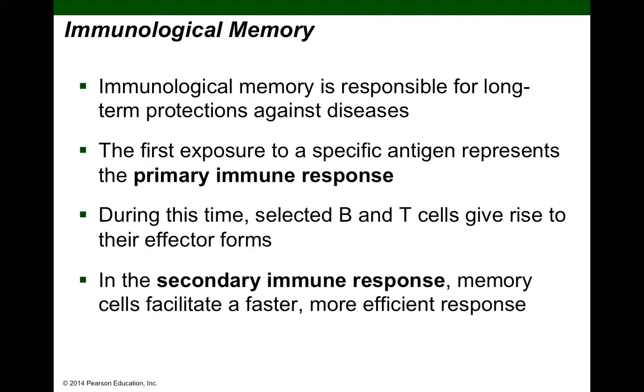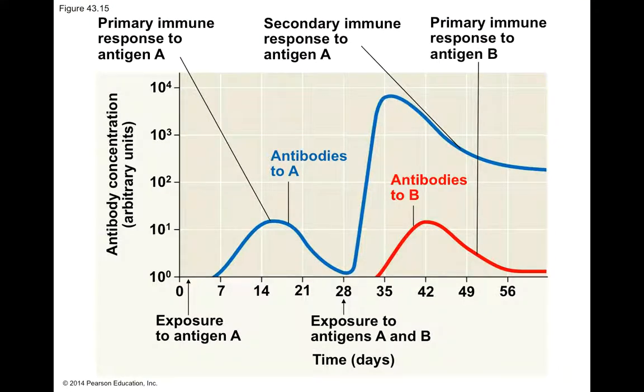However, because of memory cells, if your body sees the same pathogen in the future, the memory cells launch into a secondary immune response, which is much quicker because it already knows what to do. Here is a visual representation of what the primary and secondary responses look like. The blue line represents the primary immune response to pathogen A. As you can see, the first time around, it takes a while, a few weeks, to figure out how to eventually destroy A. But look at what happens on day 28.